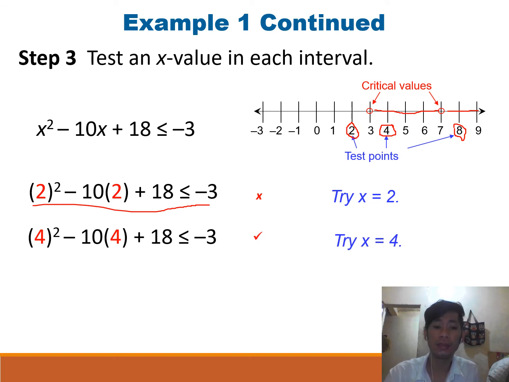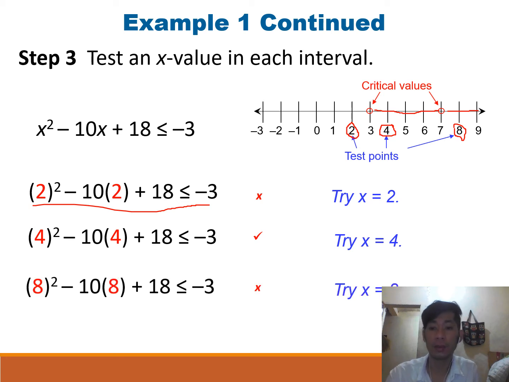So, sa second interval po, tinry natin ng 4. So, we replace x by 4. Then, evaluate natin yung 4 squared minus 10 times 4 plus 18. Siya ba ay less than or equal to negative 3? So, check na check po yan. So, for the third interval po, which is 8 po yan. Nag-replace po tayo. So, kapag sinimplify natin to, hindi siya less than or equal to negative 3. So, ngayon, dahil po eto pong gitna ang nag-satisfy o nag-true, yung interval na yun po yung sagot.